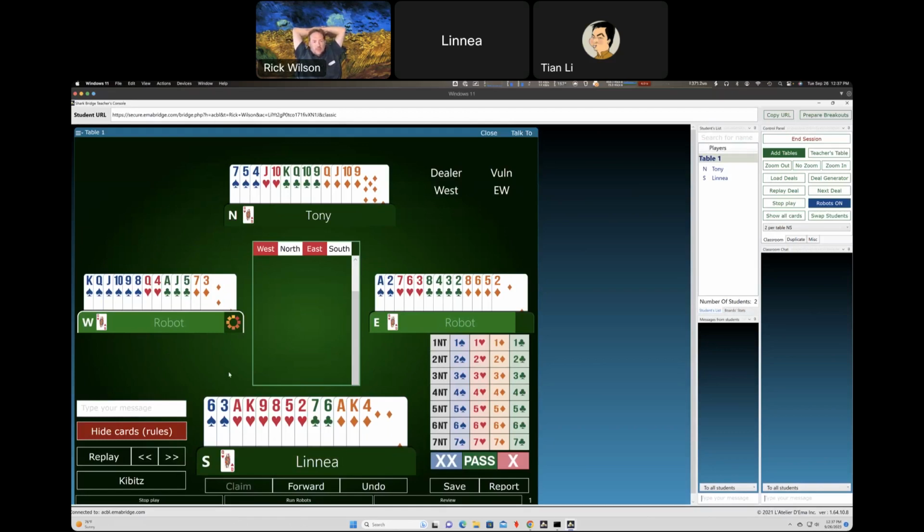What was led? The king was led. And then what did East play? I think he played the ace. Right. So they have 17 points between them, but East had 4 with the ace of spades. That leaves 13 points remaining, which presumably are with West. So the finesse isn't going to work anyway.